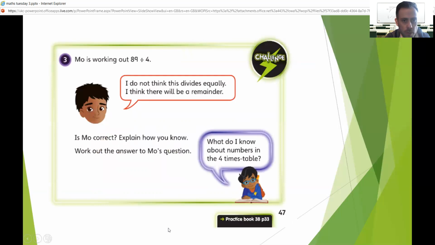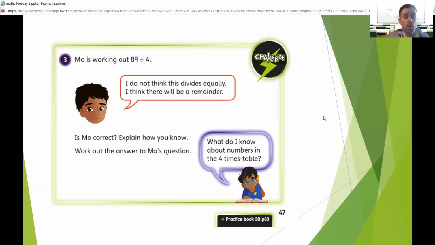All right. I think we have got one more. This is the challenge though. Challenge. If that other bit was a bit tricky and you're not confident doing the challenge, don't do the challenge. It's fine. Same for people in school. If you're not too confident and you want to have a little look at one of those again, that's fine too. All right. But we've got Mo, and he's working out 89 divided by 4. And he's saying, I don't think this divides equally. I think there will be a remainder. Okay. Is Mo correct? Explain how you know.